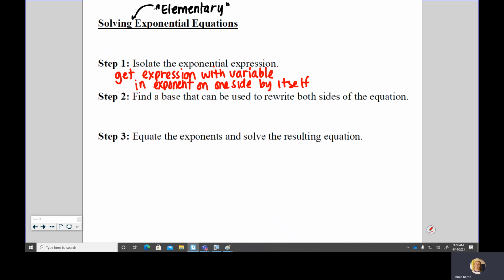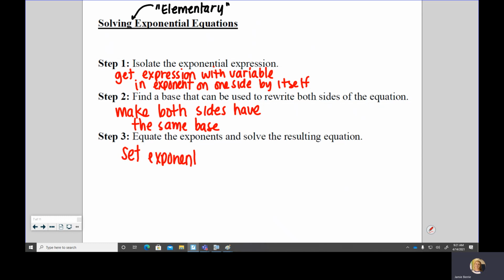Then step 2 says find a base that can be used to rewrite both sides of the equation. That just means make both sides have the same base. And then step 3: equate the exponents and solve the resulting equation. So just set the exponents equal to each other.